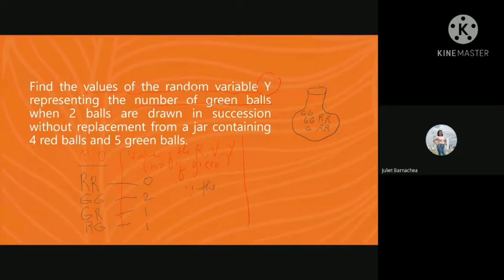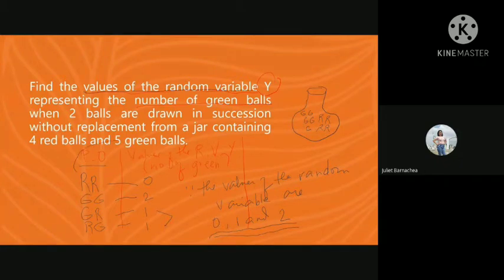Therefore, the values of the random variable are 0, 1, and 2. Dalawang entry ng 1 pero hindi inuulit yan. That's taken as 1. So, ito yung sagot. That's how we find the value of the random variable.